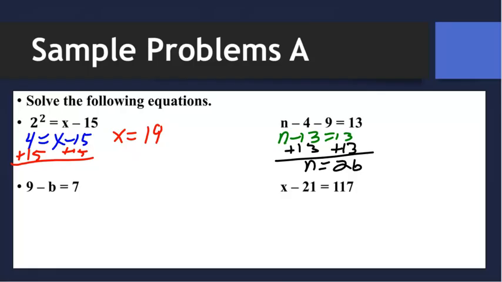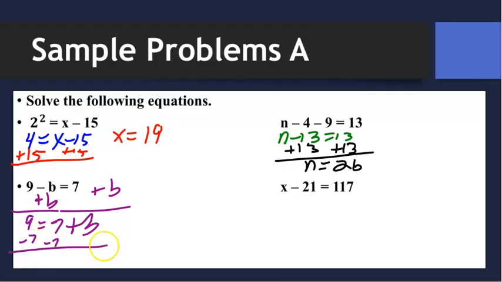Next, I have 9 minus b equals 7. Here, I'm going to add b to both sides. And now I'm left with 9 equaling 7 plus b. And now I can get b by itself by subtracting 7. And I'm left with b equaling 2.